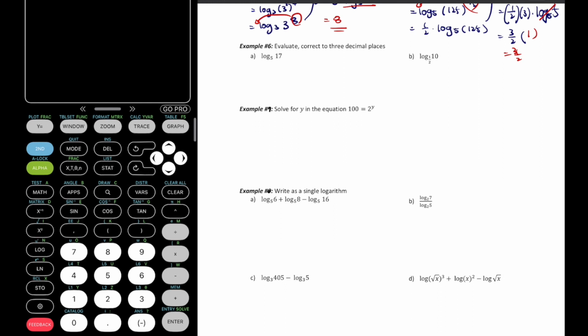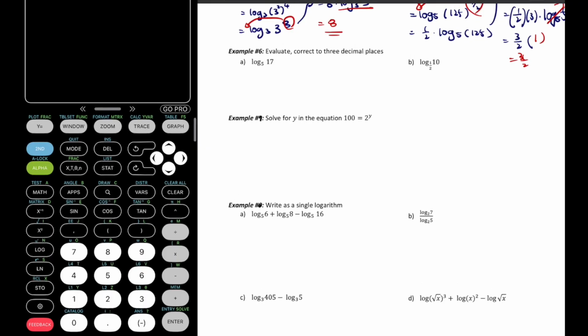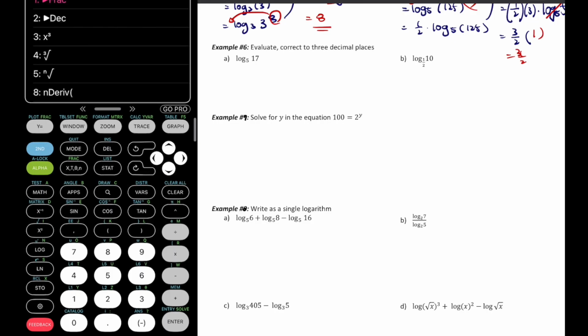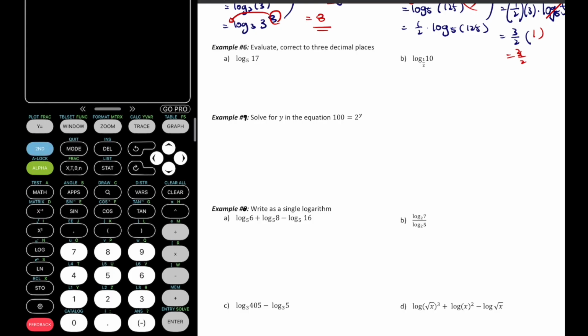Okay, then let's try example number 6. We need to evaluate correct to 3 decimal places. We have to calculate this logarithm, or evaluate it using a calculator, right? So log base 5 of 17. If you want, you can use the add-on function to substitute your logarithm right away, but most of our calculators are not set in that way.